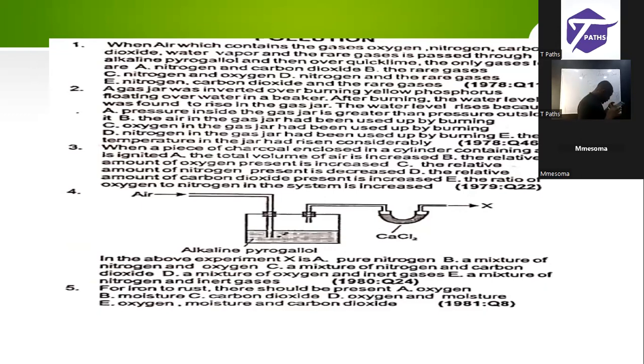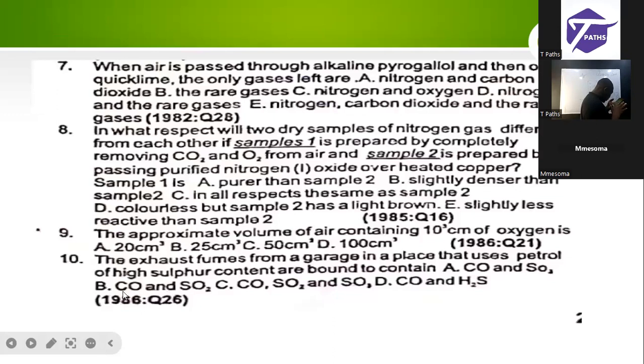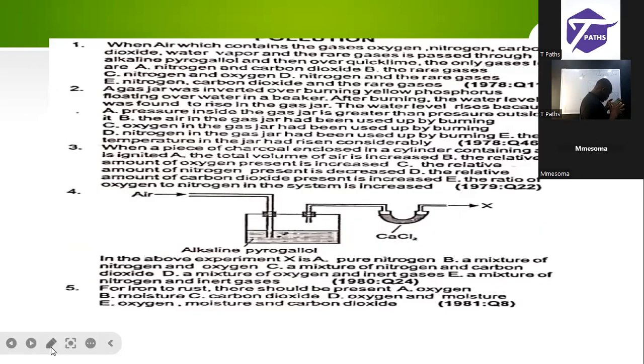Now, the next question we have, that is number 5. We ask the question here, for iron to rust, there should be the presence of what? So I said for iron to rust, we need what? Moisture. We need moisture. So for iron to rust, we need moisture. And what do we have here? We have A, oxygen, B, moisture, C, carbon dioxide, D, oxygen and moisture, E, oxygen, moisture, and carbon dioxide. We know CO2 is not there. So the answer is what? Oxygen and moisture. So moisture can be there, or oxygen can be present for a substance to rust.